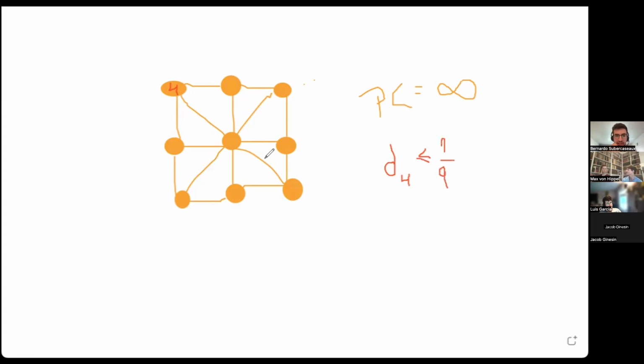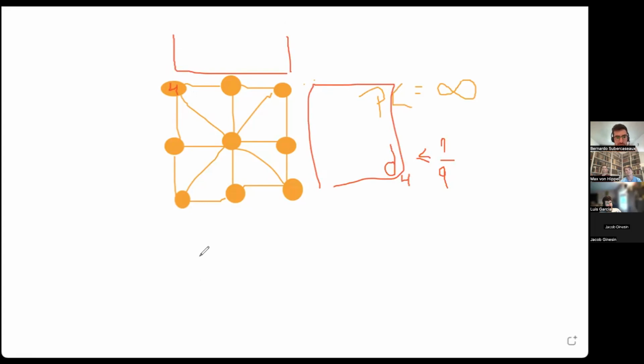Because I look at these 9 vertices and I can have at most one 4. I look at the next 9. So I split my infinite grid into these little 3x3 ones, and 4 can only appear once in each of those. So in total, it can only appear with the density of at most 1 over 9.